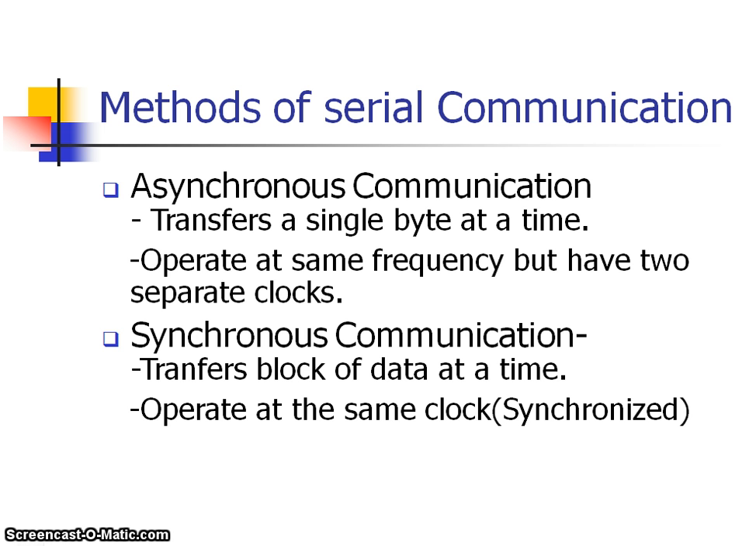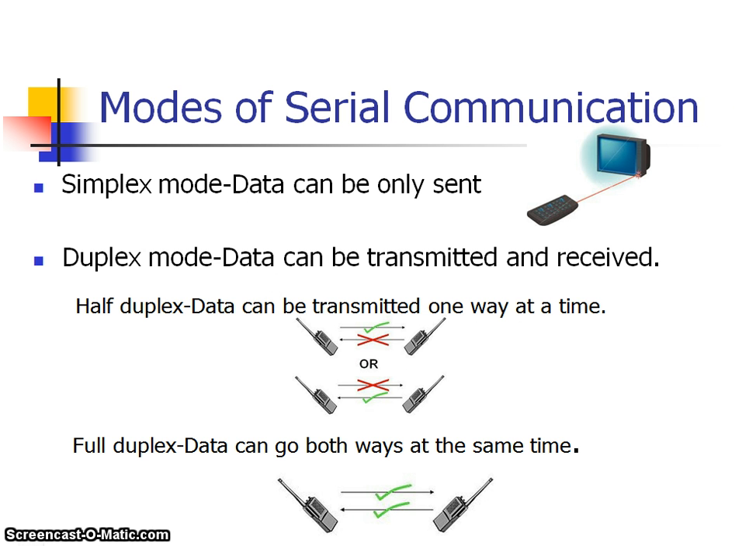There are different methods of serial communication. The main two are asynchronous communication and synchronous communication. In asynchronous communication, the data is transferred a single byte at a time, whereas synchronous communication transfers a block of data at a time. Asynchronous communication operates at the same frequency but has two separate clocks, whereas synchronous communication operates on the same clock.